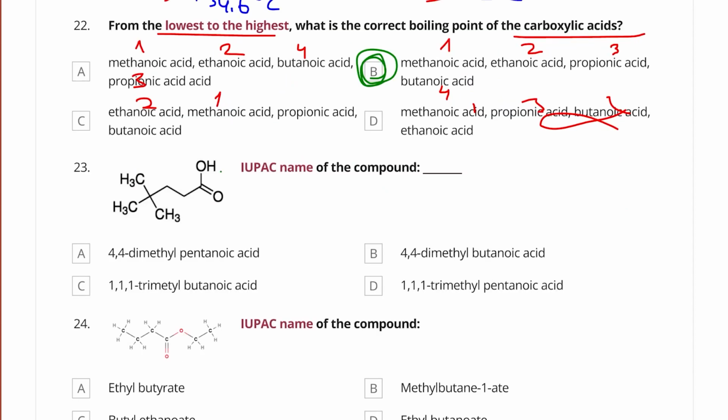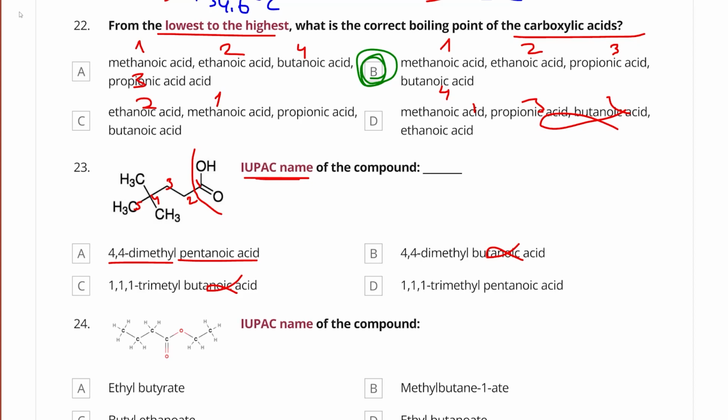Yes, question 23. Again, an IUPAC naming question, and it's very easy. We have the carboxylic acid, 1, 2, 3, 4, 5, which makes a pentanoic acid. So eliminate that. And at the 4th carbon, we have a methyl group, giving 4,4-dimethylbutanoic acid.